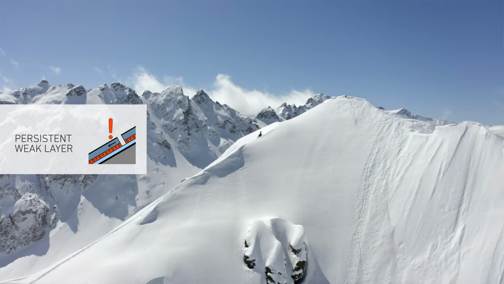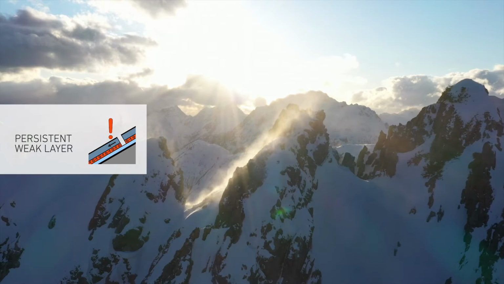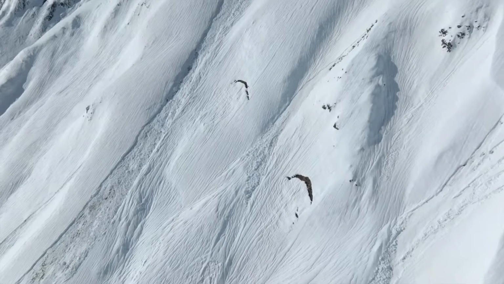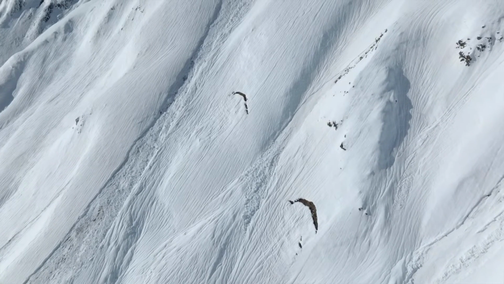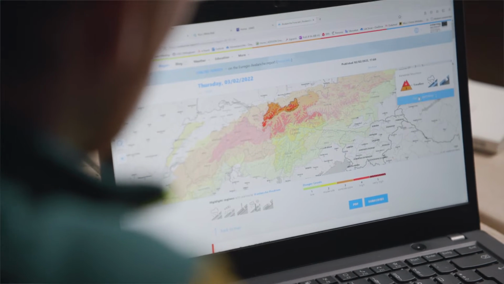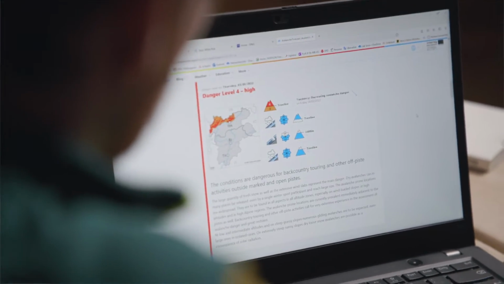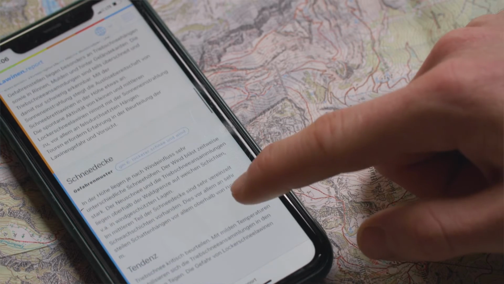With new snow, you can see the new snow. With wind-drifted snow, you can see the wind signs. With wet snow, you can see the wet snow. And with the gliding snow problem, you can see the avalanche mouths or fish mouths. But you can't see persistent weak layers at all on the surface. This means that planning and the information from the avalanche bulletin are particularly important.